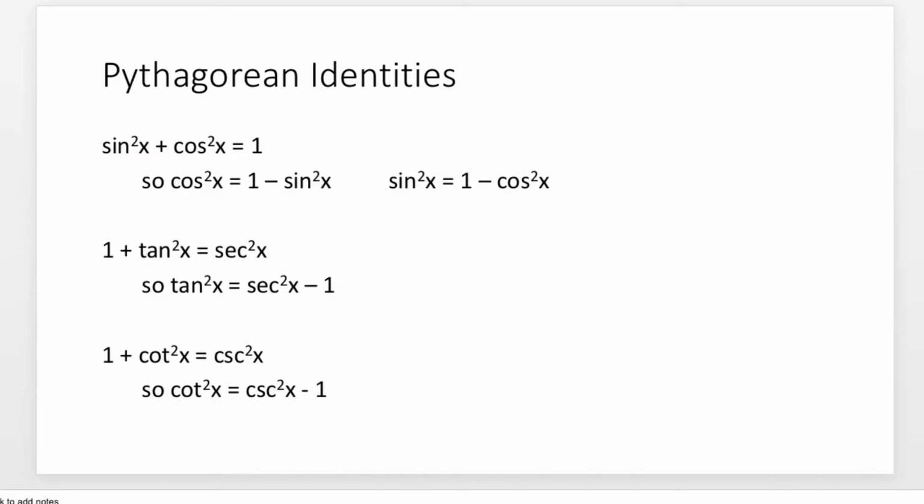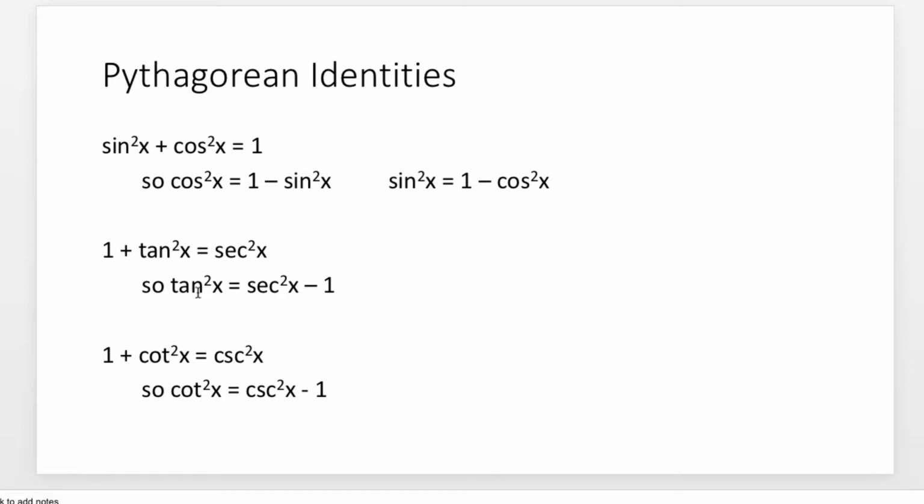All right, Pythagorean identities. This is the big one. Everyone should know this one. These are the variants when you transpose and want to isolate one of the variables. So it's pretty much common sense. This is also derived from unit circle thinking.